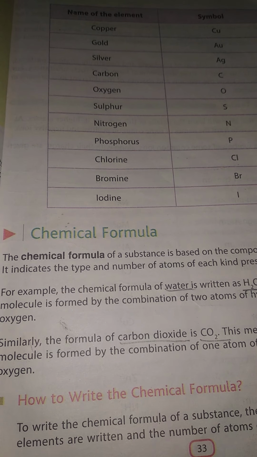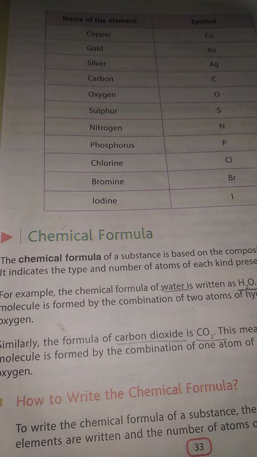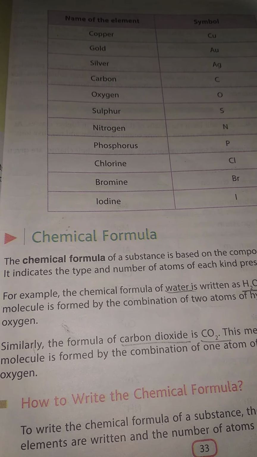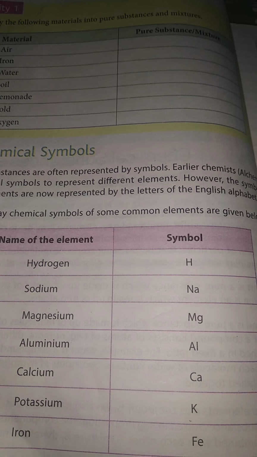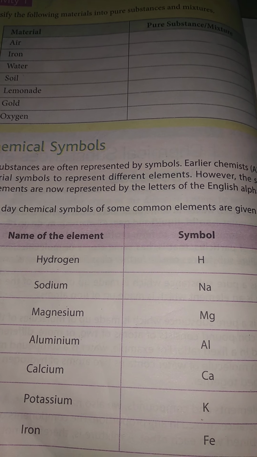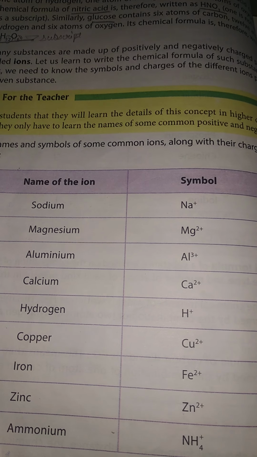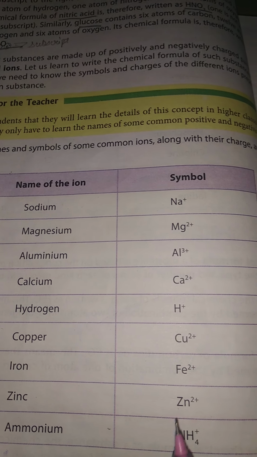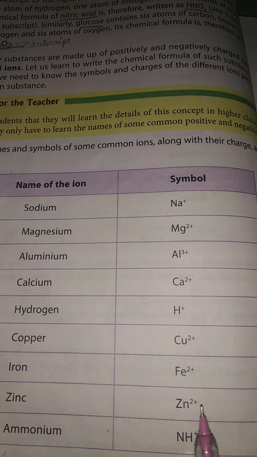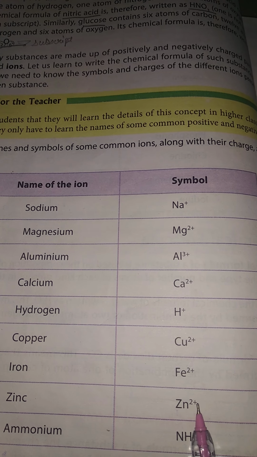Good morning class. Today we will study how to write chemical formulas stepwise. First, you need to learn the names of the elements and their symbols. Next, you will learn the names of the ions and their symbols along with their powers.